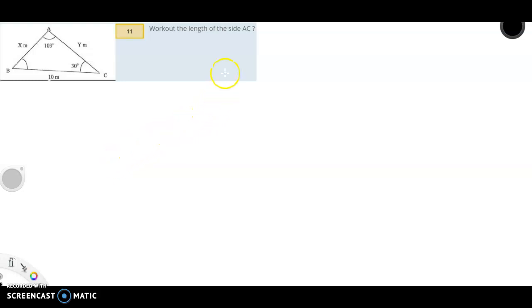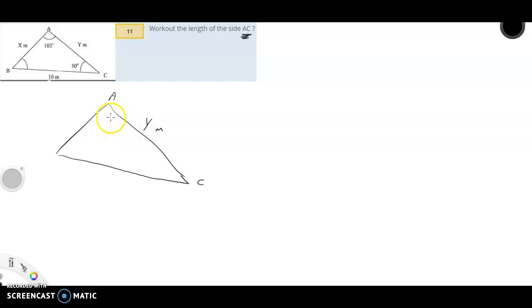Right, in this triangle we're asked to work out the length of the side AC. So a sketch is always good. This is a rough one here. That's corner A, that's corner C. We're asked to work out the length, and it's called Y there, Y meters in that diagram.